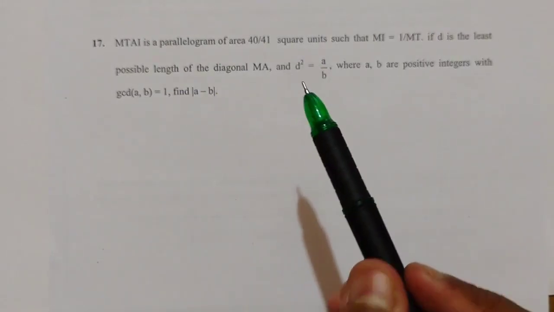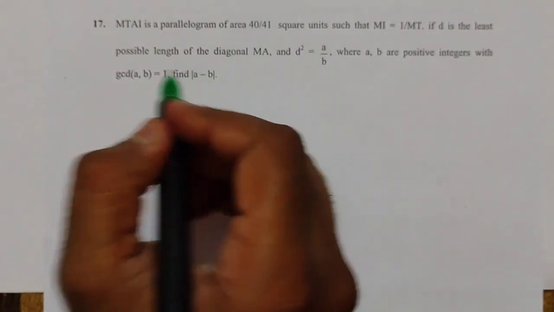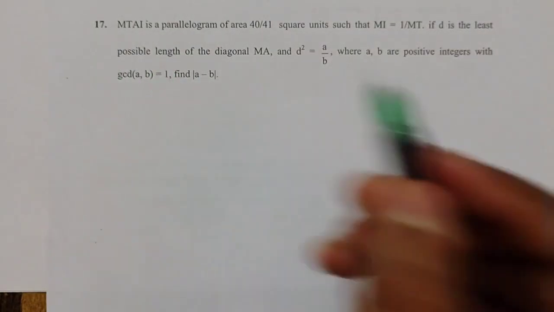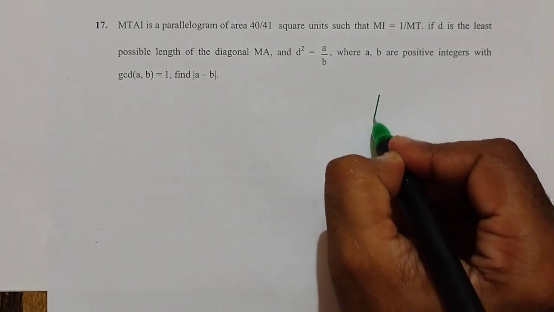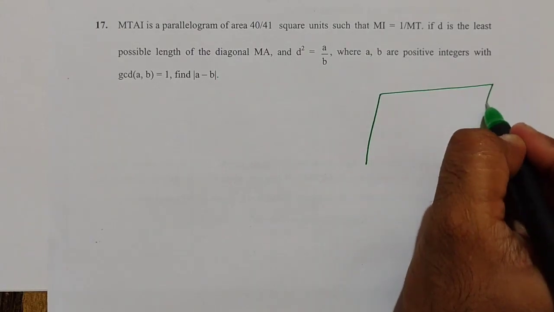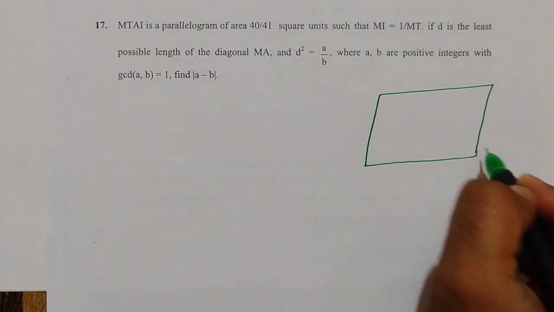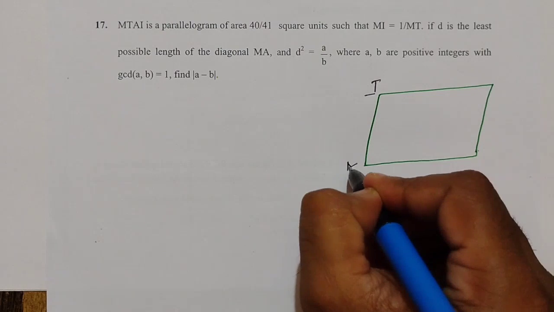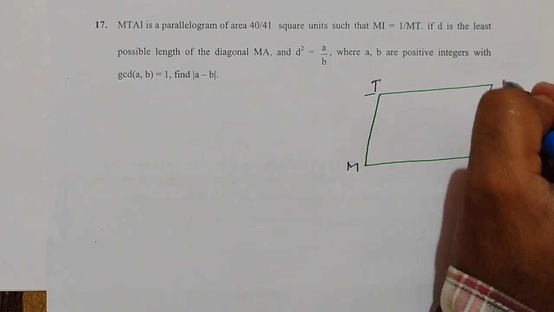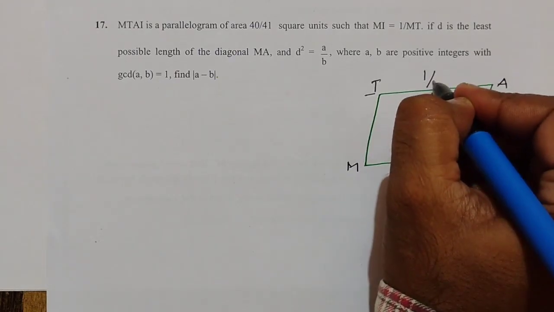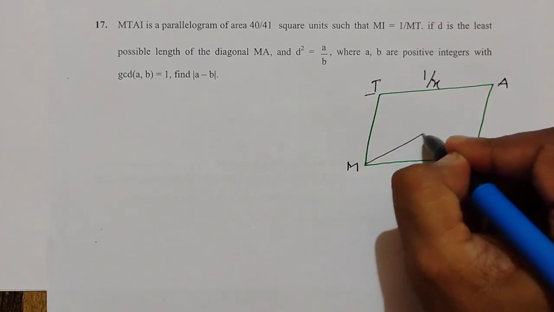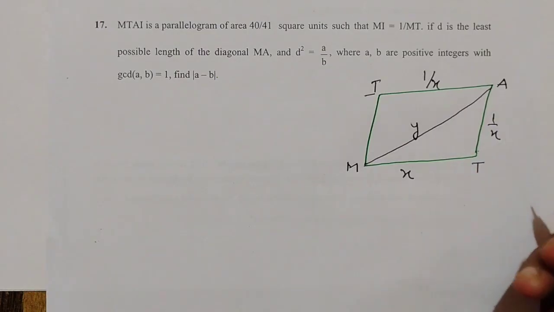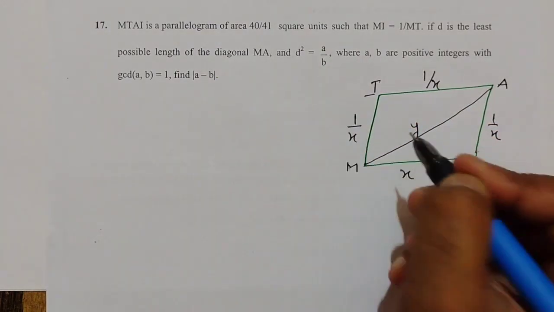So here first of all we have the parallelogram in the form, this is diagonal y, this is x, this is 1 by x, and this is also 1 by x.